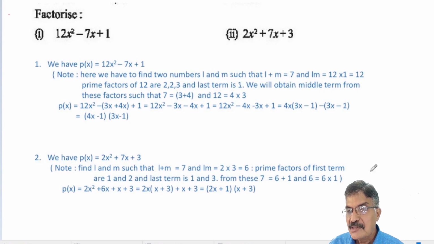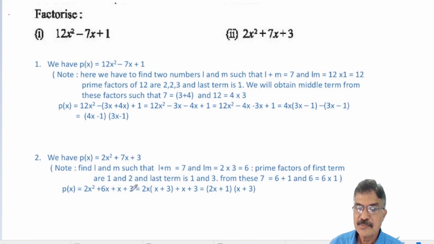So 2 and 3 we have to find. Our prime factors are 1, 2, 3. So 7 is obtained as 2 into 3 plus 1. Am I right? 6 plus 1. Then L into M. Here we can take L as 6 and M as 1. L into M, 6 into 1. 2 into 3, 6. So L and M are 6 and 1.